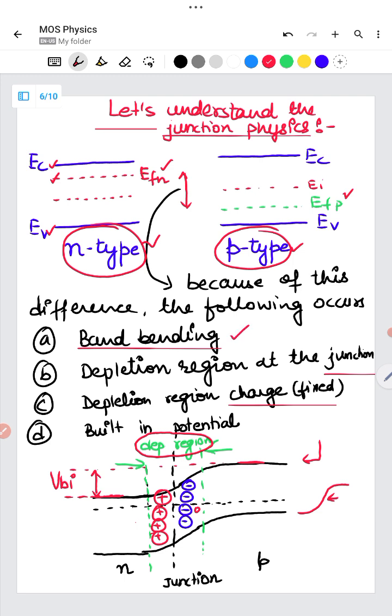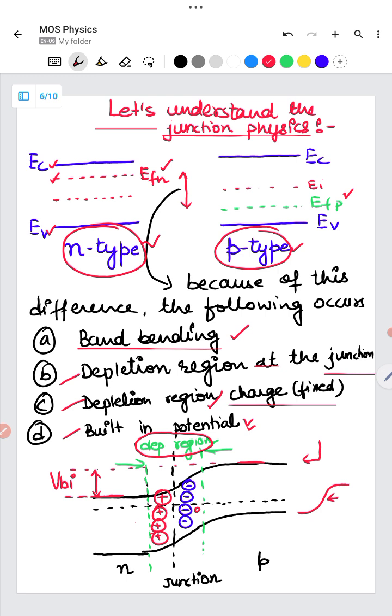How much is the band bending? What will be the depletion region at the junction? What will be the width of the depletion region basically, and what will be the fixed charge density of ions in the depletion region, and what will be the built-in potential? Okay, so let's find the depletion region charge and the built-in potential. Bending will always occur, which can be visually seen whenever you are making a p-n junction. You can visually see that there is a bending.